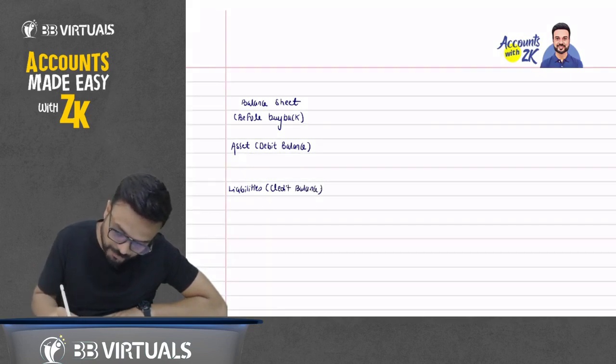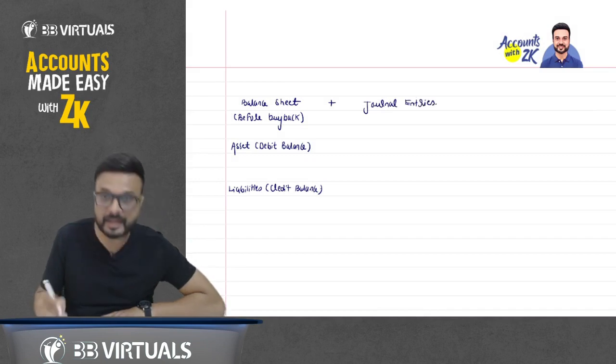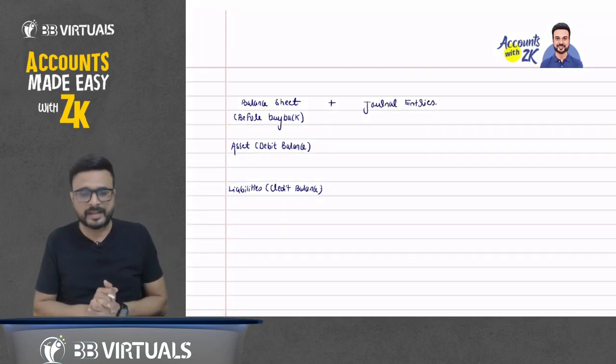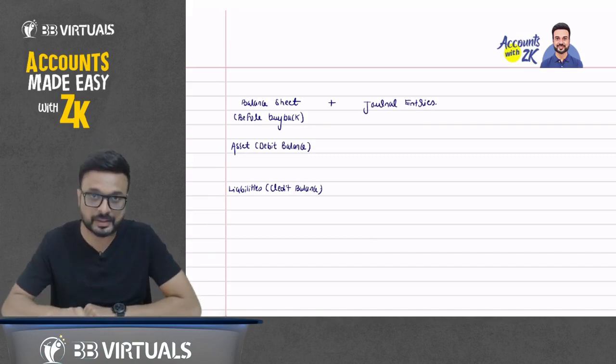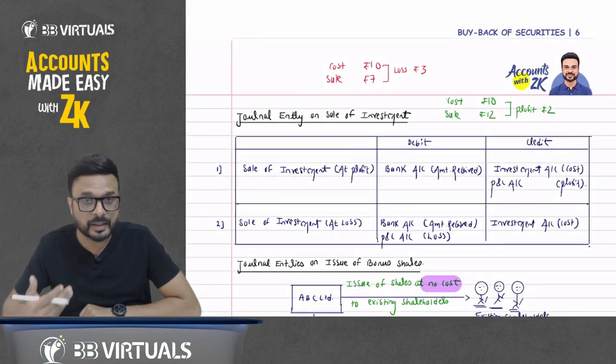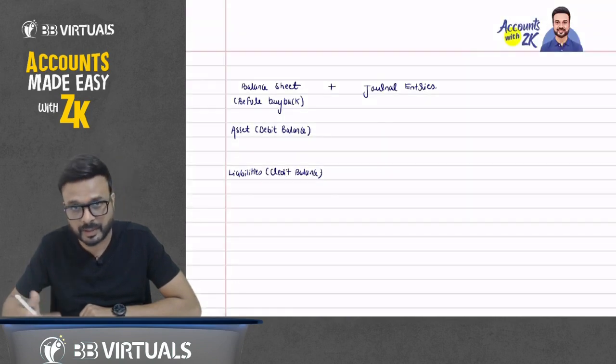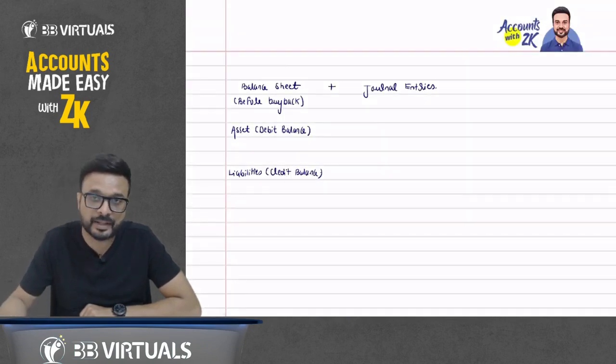And they will give you some adjustment, some information, and they will ask you to pass journal entries of the adjustment. We have discussed journal entries here, when we do buyback out of profit, out of fresh issue of shares, on sale of investment and bonus shares. We will pass journal entries according to the information given in the question.